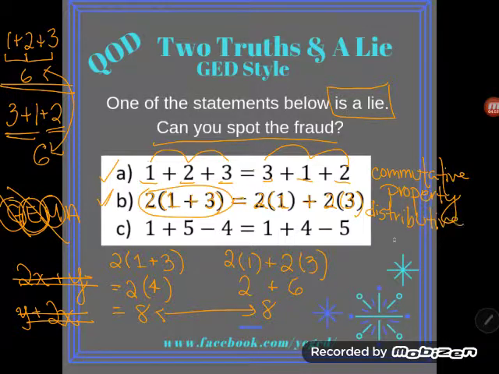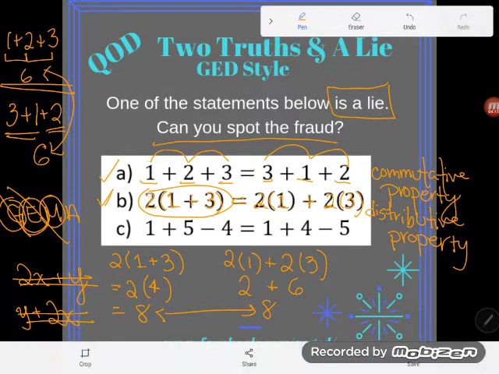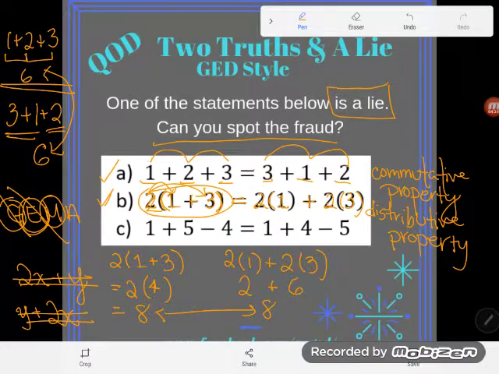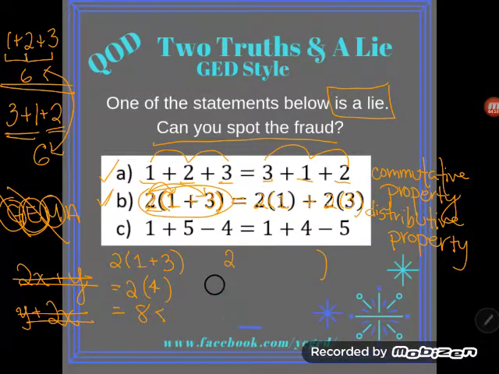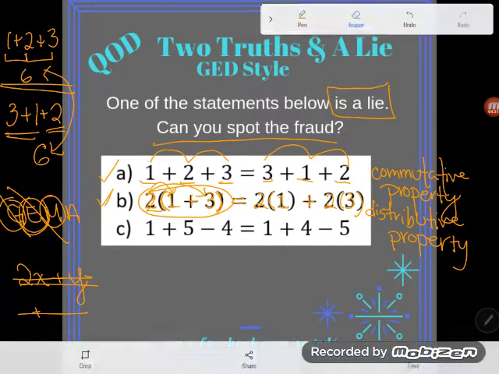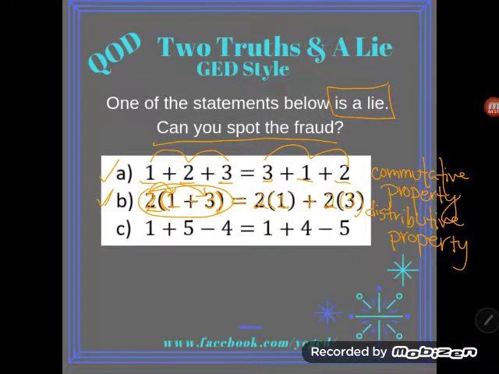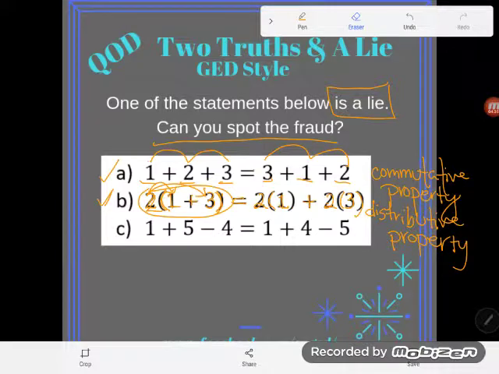And basically what it says is that multiplication passes out to every term in the parentheses. See, 2 times all of this is the same as 2 times the first thing, 2 times 1, plus 2 times the second thing, 2 times 3. That's the distributive property. Again, you don't have to have the name memorized, you just have to be able to do it. Pass out multiplication across a parentheses, across a grouping. Okay, wonderful. Then C must be the lie.